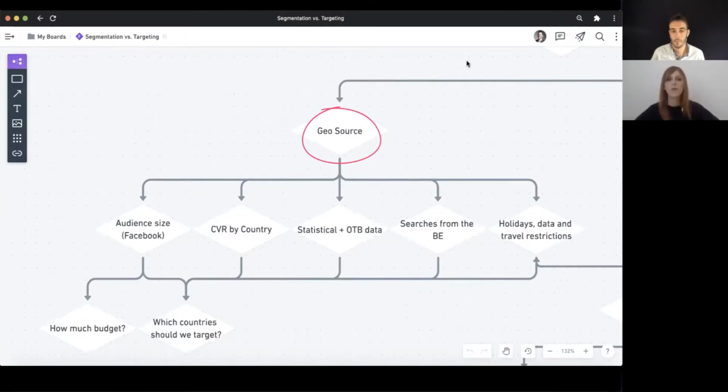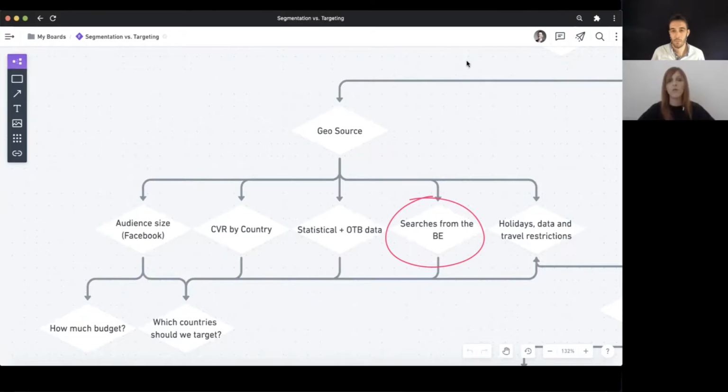What I can bring to the table from a revenue management standpoint is data on the statistical and on the booked data. So we might want to look at the past, but at the same time, we need to be aware of the changing and evolving trends that are happening right now and are changing compared to the past in the future. Another important thing in terms of geo-sources is analyzing the searches from the booking engine.